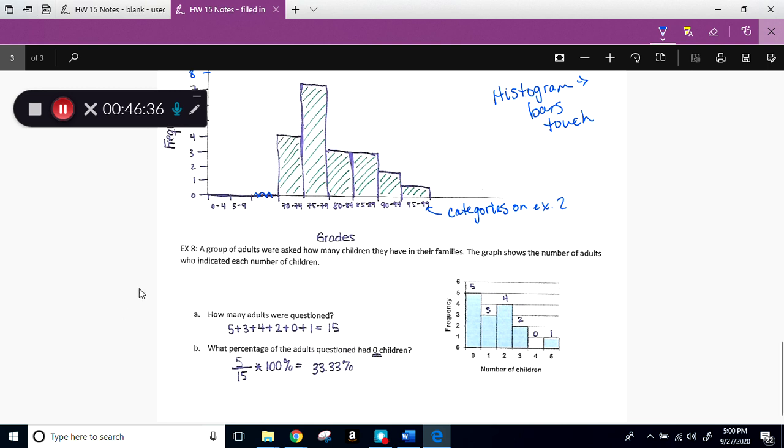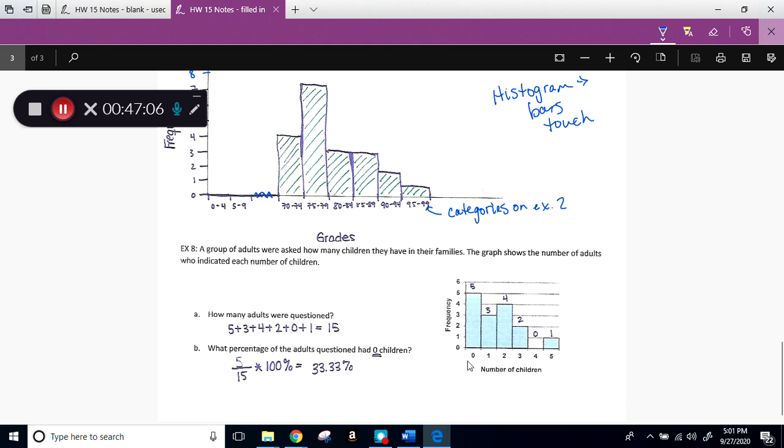But, okay, the last one, example 8. A group of adults were asked how many children they have in their families. The graph shows the number of adults who indicated each number of children. So over here, you're given this graph. Now, it kind of helps sometimes to write the totals on top of here. You don't have to. Like maybe even to check yourself, you could have done it back up here on your histogram. 4, 7, 3, 3, 2, 1.